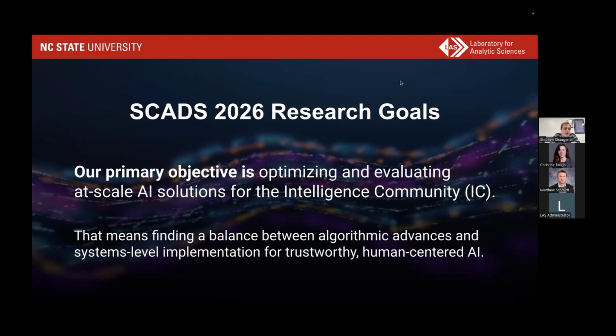So you may be interested to know when you come to SCADS what you'll be working on. As Christine mentioned, our lab exists at the juncture of academia, industry, and the government. And for us, the government often means the intelligence community. Our primary objective is optimizing and evaluating AI solutions for that community. That means we are trying to find a balance between what can be done in the real world, or the non-government world, and what can be done on intelligence community infrastructure and problems in a way that is trustworthy and human-centered. And our 2026 goals are aligned around that.